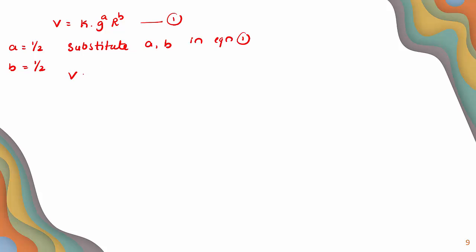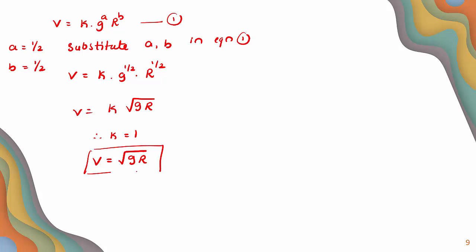We get V equal to K, keep as it is, G raised to 1 by 2 into R raised to 1 by 2. Or we can write V equal to K into G raised to 1 by 2, means what? Root of G into root of R, or root of G into R. So we know that K equal to 1 and the above equation becomes V equal to root of GR. So this is the required relation. Is it clear? So this is fourth example.